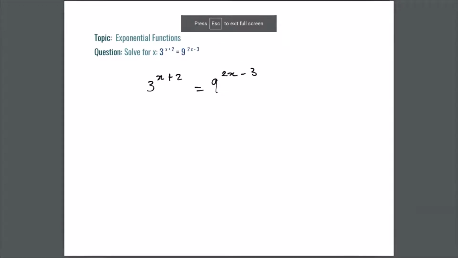Our topic today is exponential functions. Solve for x. 3 to the power x plus 2 is equal to 9 to the power 2x minus 3. What we need to do is change the base 9 into base 3. So 3 squared is equal to 9. So we're going to replace 9 with 3 squared.